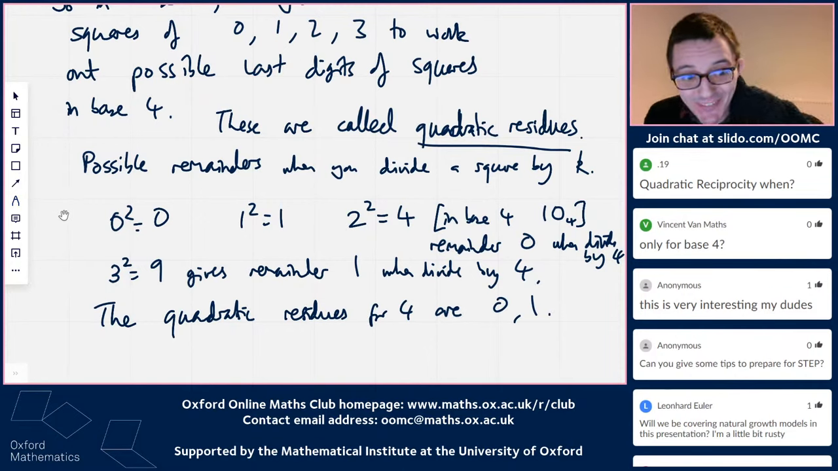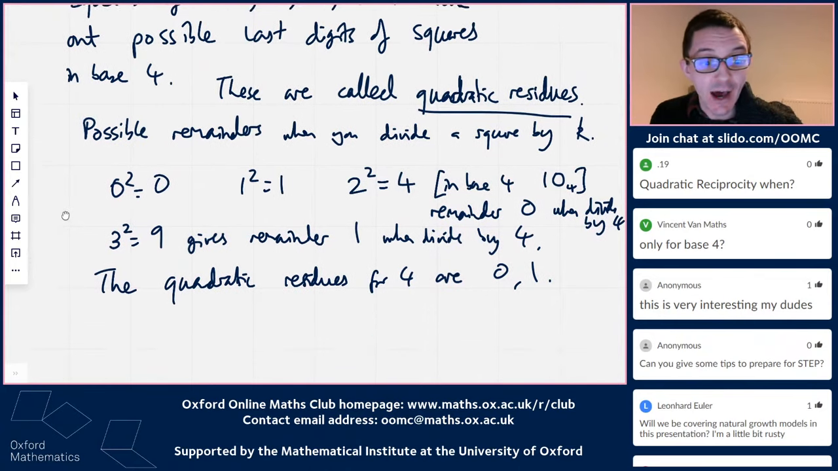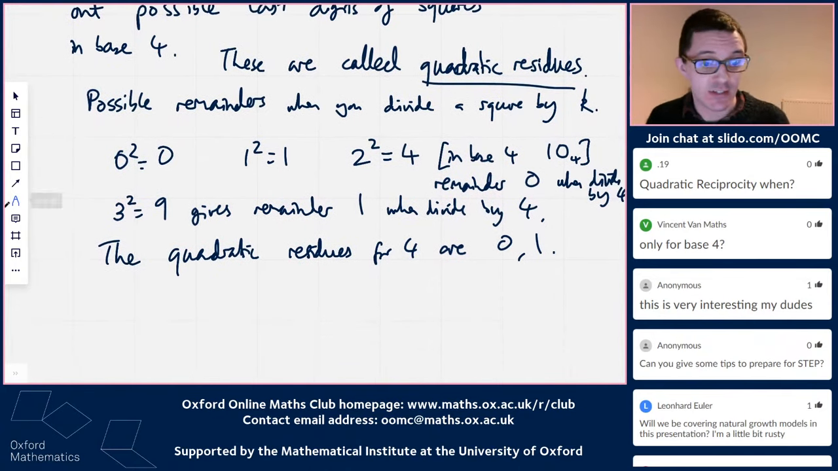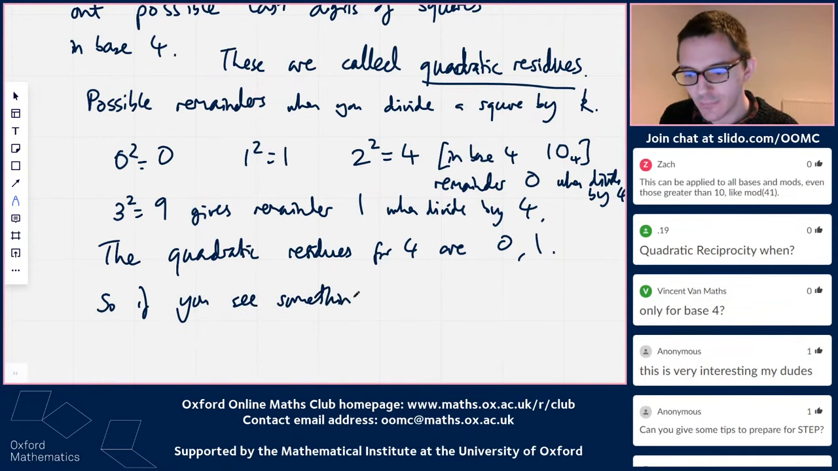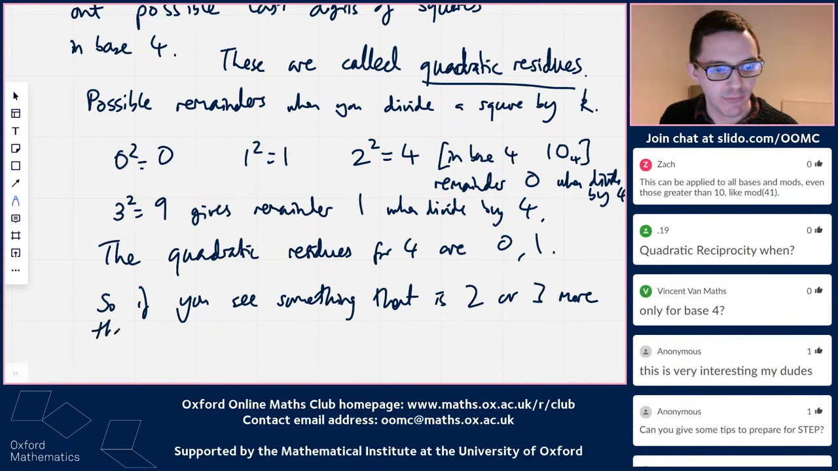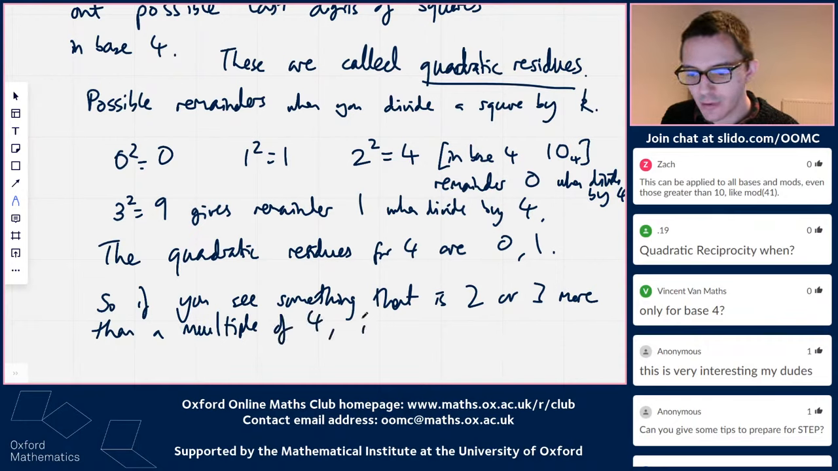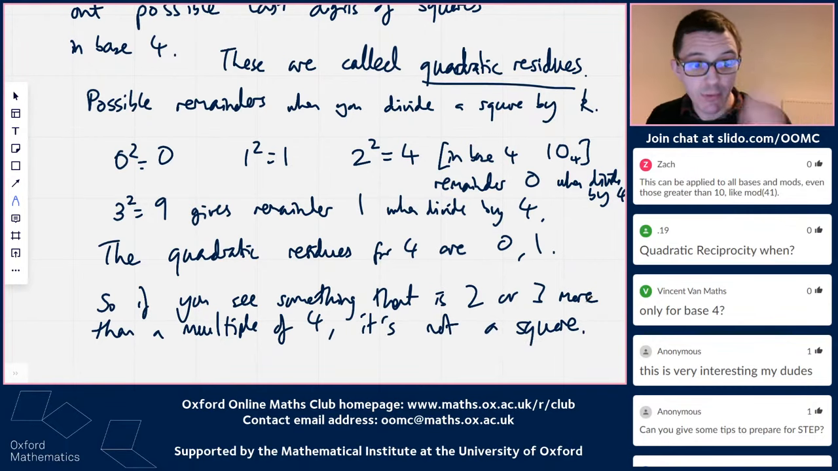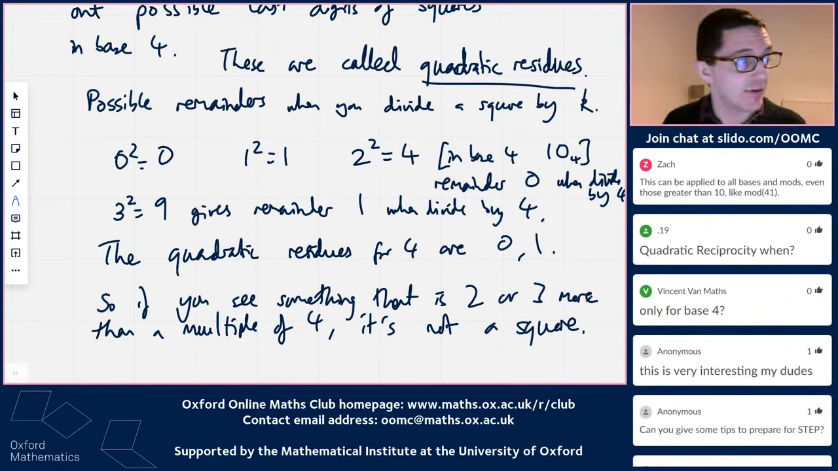This is surprisingly powerful. If you're watching this and thinking, why are we doing this? It's surprisingly powerful because it lets you say whether things are square numbers or not. It lets you do a lot more than that, really. But it lets you look at a number. If you see something that is 2 or 3 more than a multiple of 4, ooh, hello. It's not a square. So if you're doing a problem where you're supposed to identify square numbers or think about whether things are square or not, then you can do tests like this to see whether it's square or not.